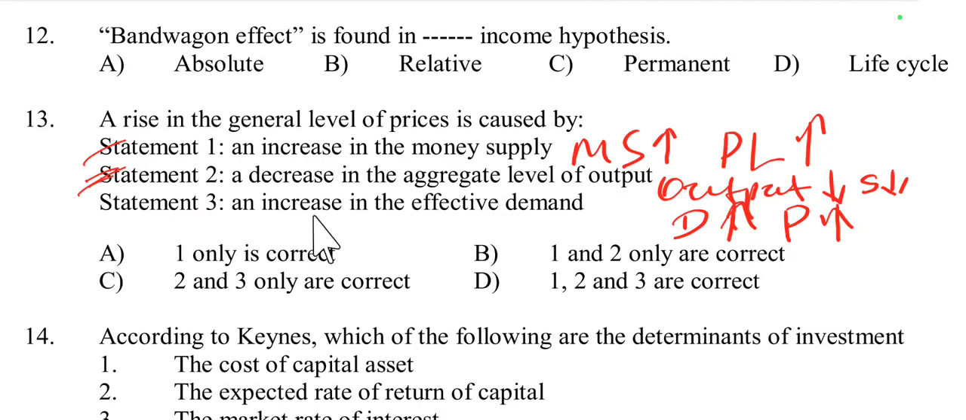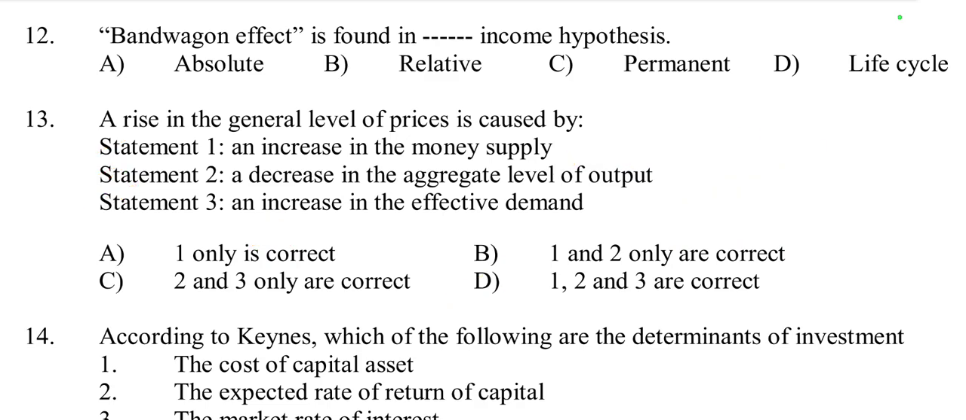Then statement 3, an increase in the effective demand. When effective demand increases, then relative to aggregate supply there will be an increase in the price level. So statements 1, 2, 3 are all correct according to the rise in the general price level. So option 1, 2, 3 all are correct.